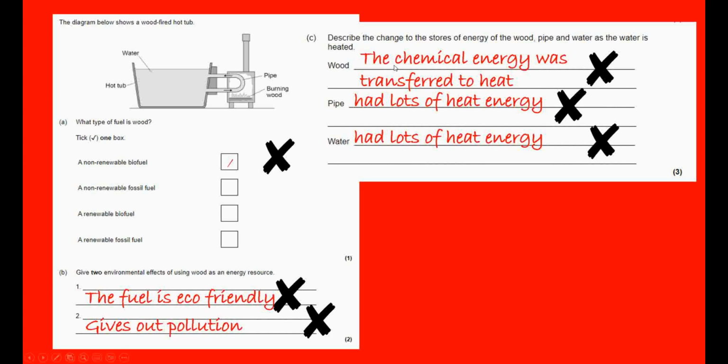Because it is true that the chemical energy was transferred to heat. In the wood, chemical energy is transferred to heat. In the pipe, when it gets hot, it's got lots of heat energy. This first one especially, that's true. The physics of that is correct, but we're not answering the actual question. We need to be really careful whenever we see the word change. Change is the most important word in this question. Because we haven't said what's happening to the energy changes. We haven't said if they've gone up or gone down or stayed the same. That's where the marks are in this question.